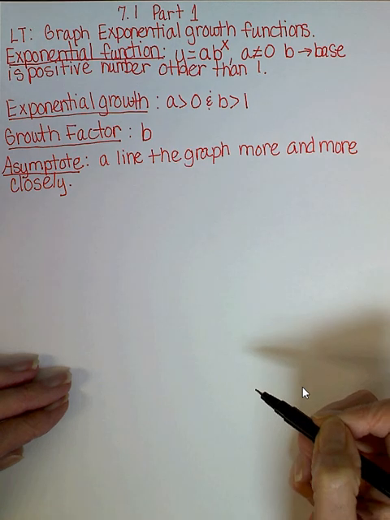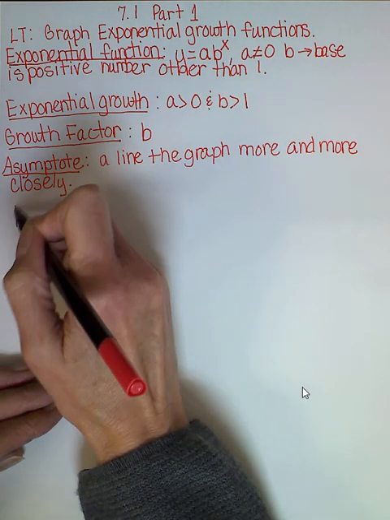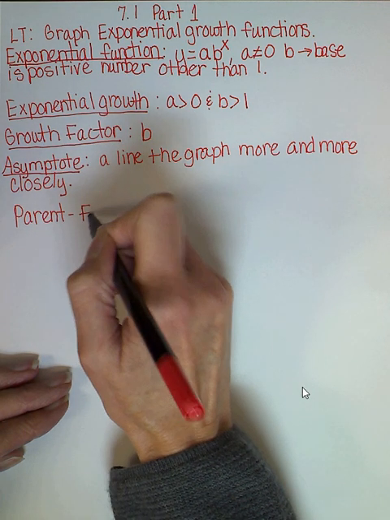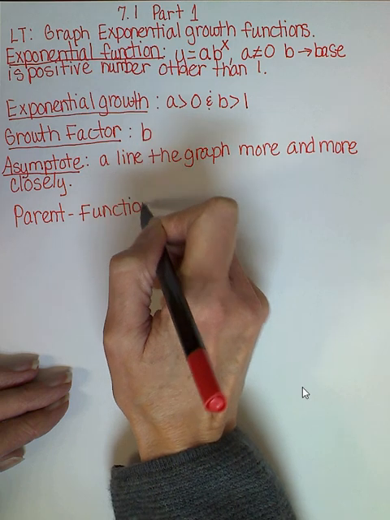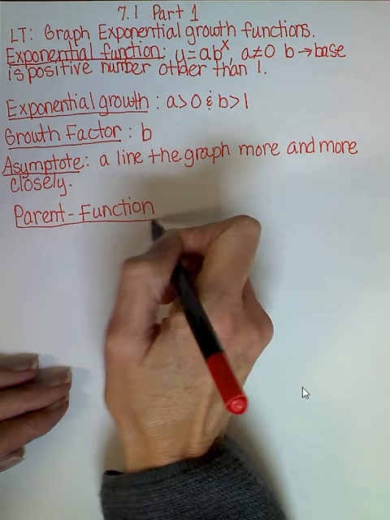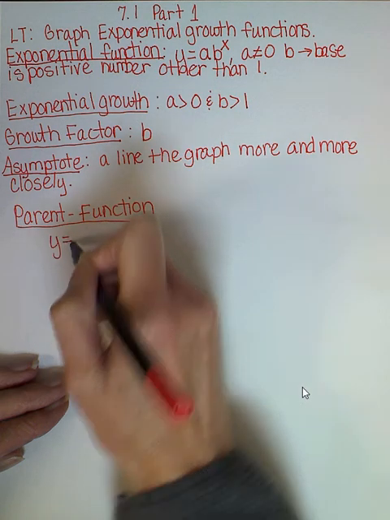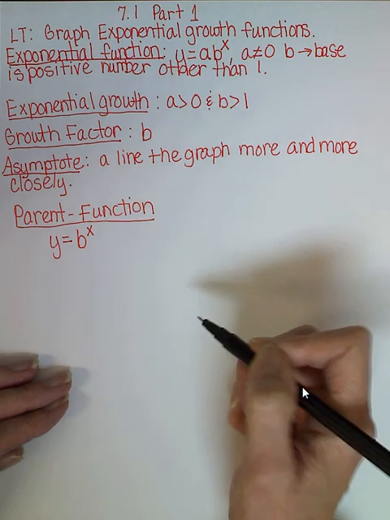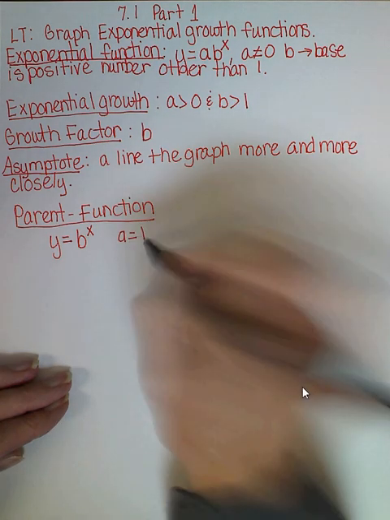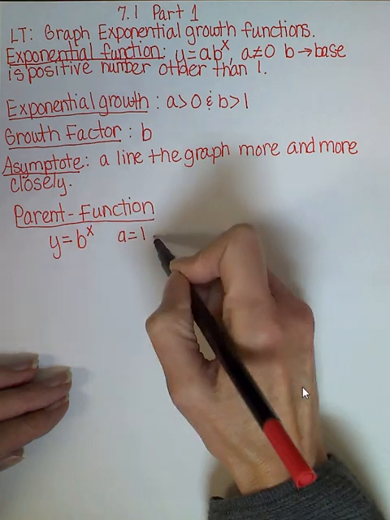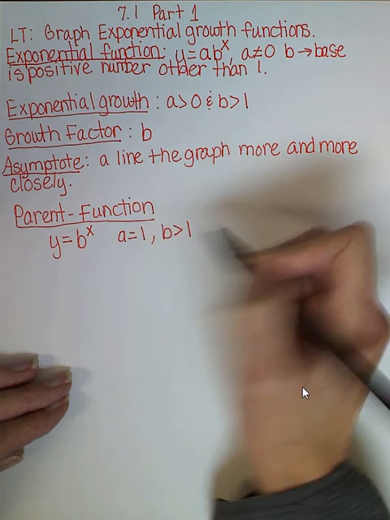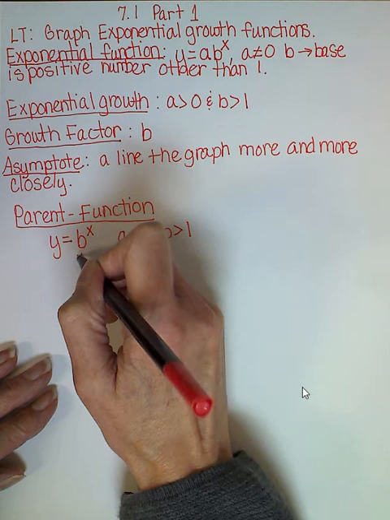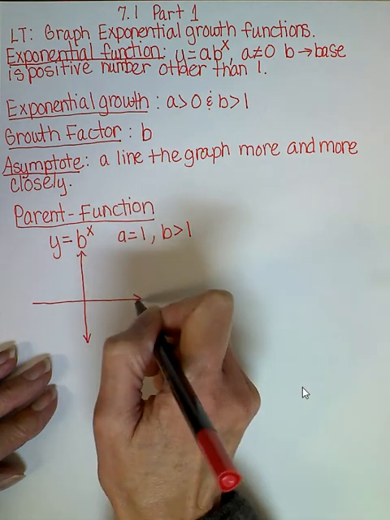Alright, so remember, every time we start a new graph, we look at the parent function. And this is the most basic graph of this type. So this is the parent function for exponential growth. You'll notice the a value is missing, and that's just because the a value is equal to 1 here. So we don't have to write that 1 in front. And again, our b value is greater than 1 since it's growth. This is a very general graph because we don't have numbers for b right now.